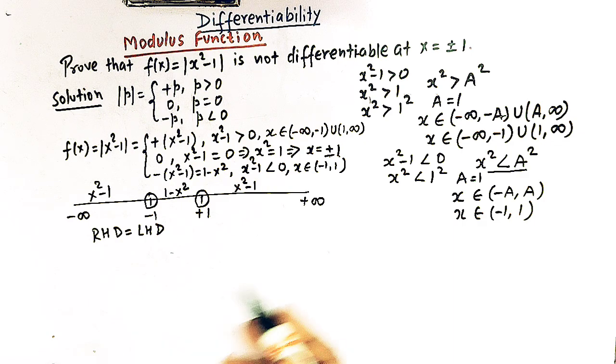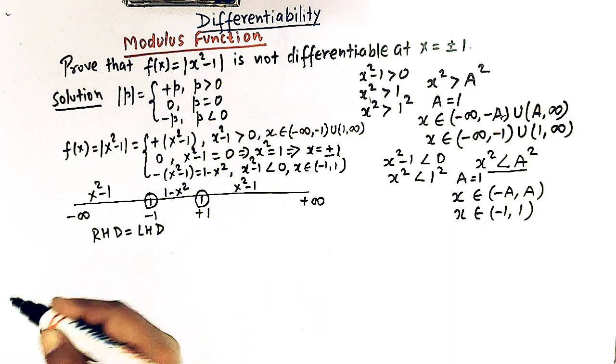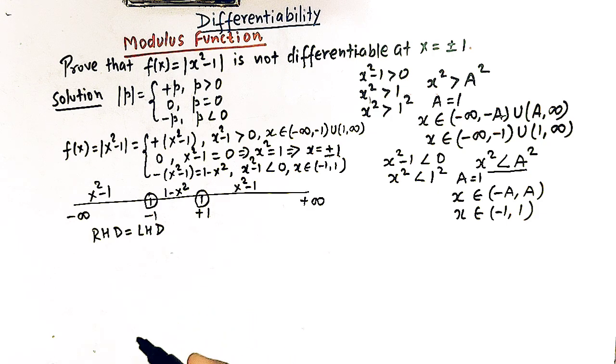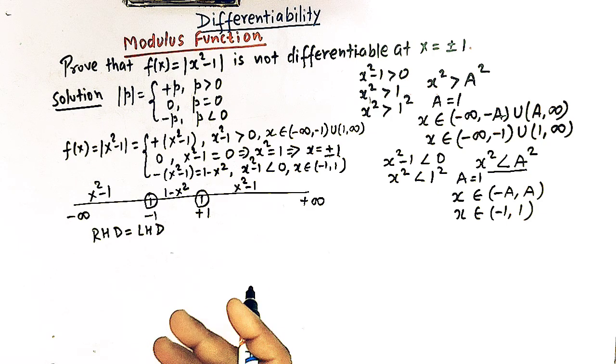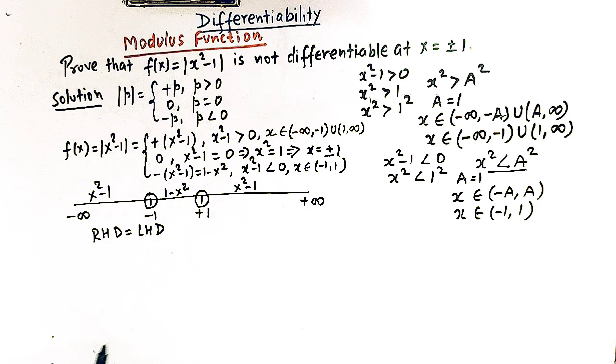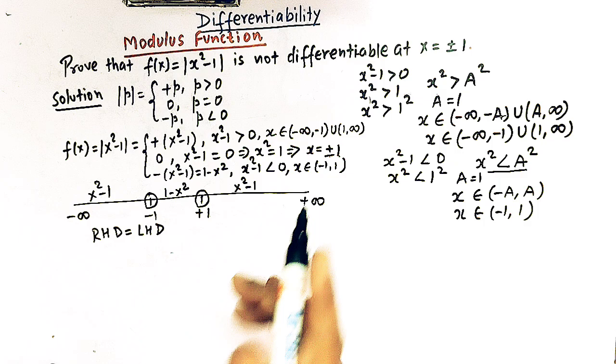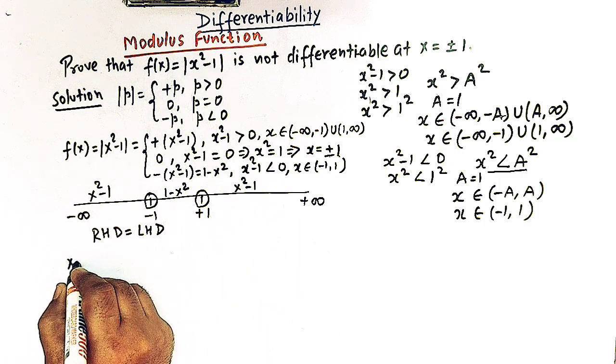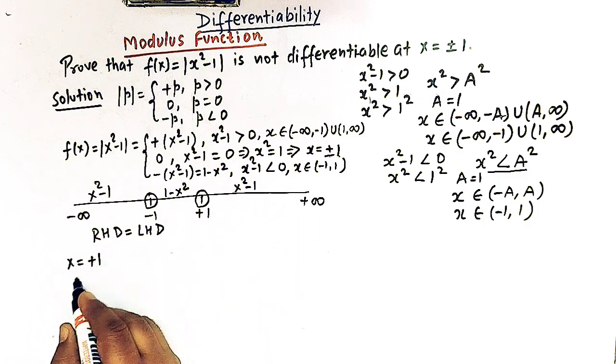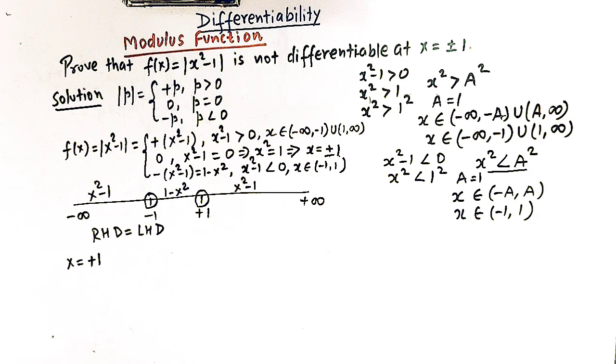Or in other case, if the right hand derivative and left hand derivative both exist, they are finite but they are not equal to each other, then also the function is said to be non-differentiable, right? So let us first take this point x is equal to plus 1, and let us first find out the right hand derivative and the left hand derivative.